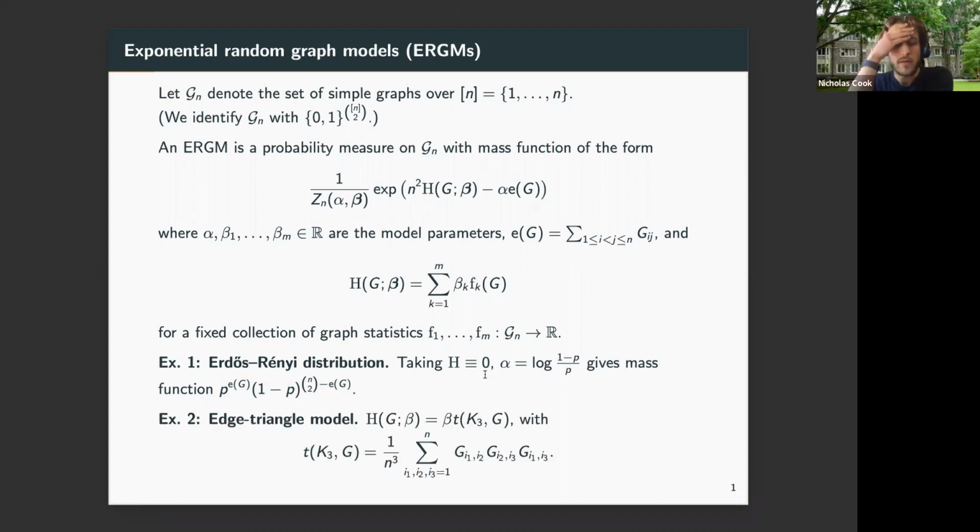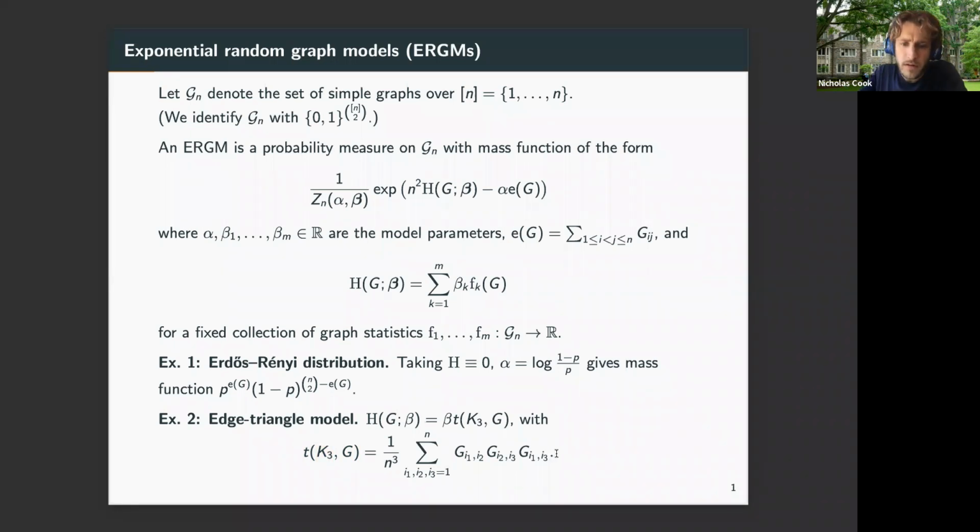All right, so how about something less trivial? Probably the most studied model is the edge triangle model. And so here's an example of what I could take to be one of these statistics F, which in this case is the density of triangles in the graph, which we can express in this way. This is sort of graph theory notation for the so-called homomorphism density of the triangle, the complete graph on 3 vertices, in the big graph.